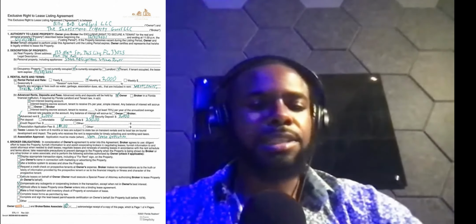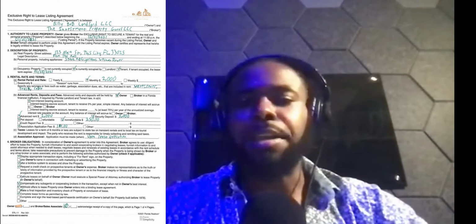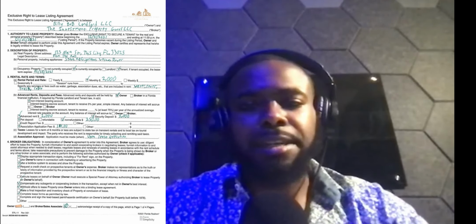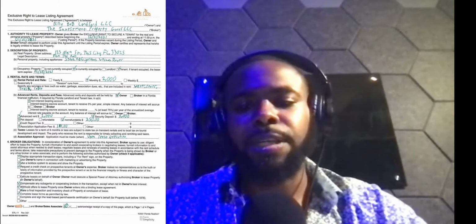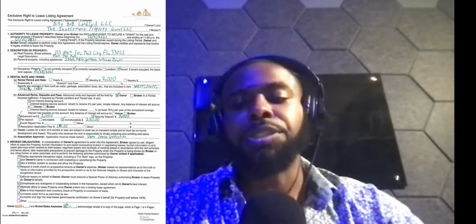Unless the seller says, look, I have this $800,000 chandelier in the house I need to protect, so I need an extra security deposit, or $2,000 is not enough, I need $10,000. Whatever they say, you can do. There's no rules for the numbers. This is just, again, how I do it.